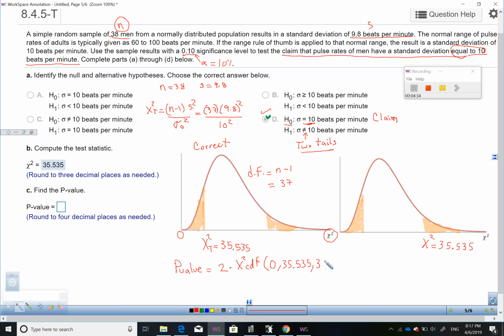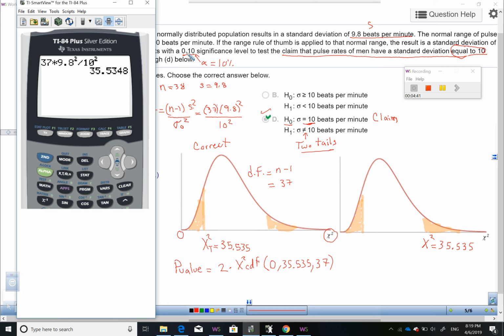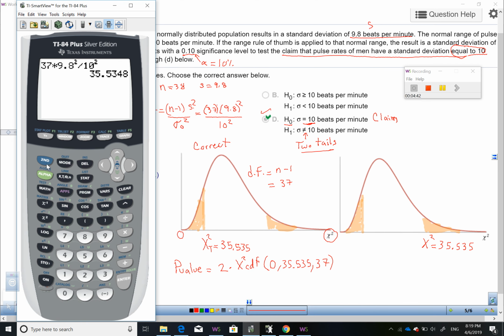So you have to type this on the calculator. Let me show you how to type that one. That'll be second vars. We go all the way down to number 8 on my calculator. You need to scroll down and find number 8 here. You can also press 8. The lower limit in my case is 0, my upper limit is 35.535, and the degrees of freedom is 37. All I have to do is press enter and paste.